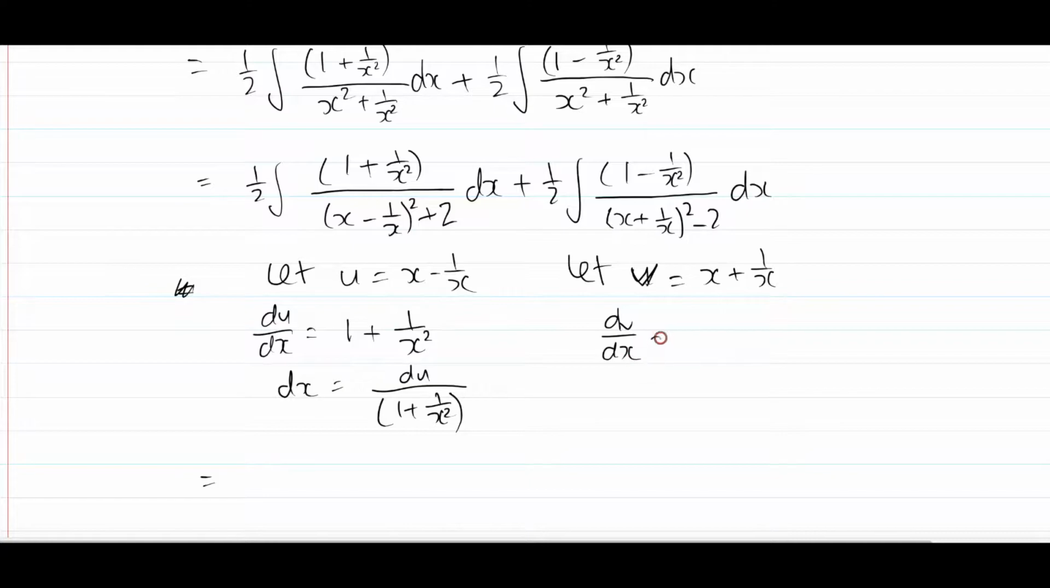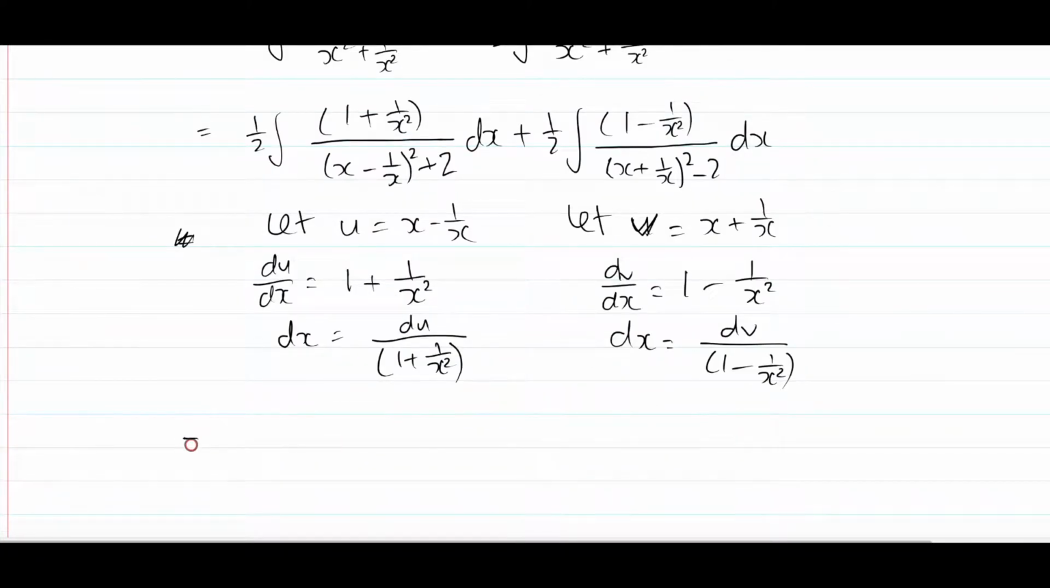dv/dx equals 1 minus 1 on x squared. See, this is the exact same as the numerator, so you're going to be cancelling things out very soon. dv over 1 minus 1 on x squared, and then you write it up again and you get half 1 plus 1 on x squared, and in this case we let u equals x minus 1 on x, so we just let u squared plus 2 times du over 1 plus 1 on x squared.